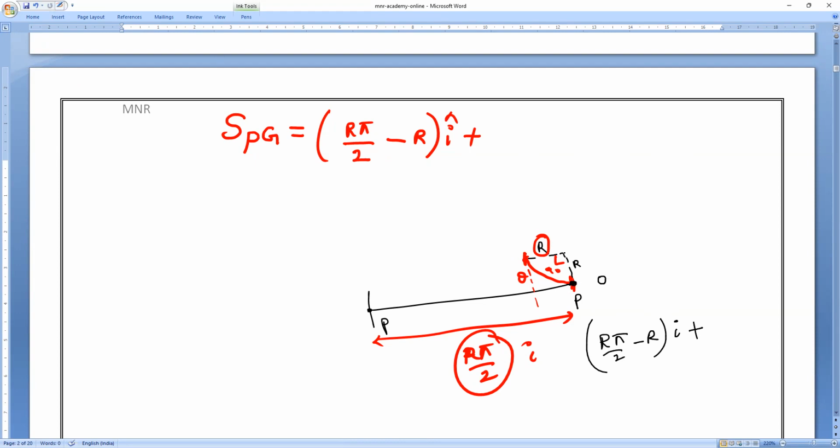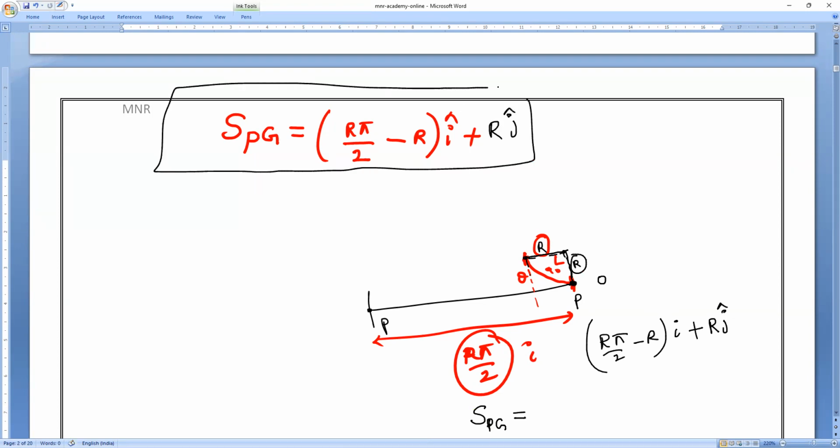It has been shifted to this height. What is this height, Rudreswar? What is the height? Which is R. So R j cap. That is, the displacement of a particle with respect to ground is equal to R pi by 2 minus R into i cap plus R j cap.